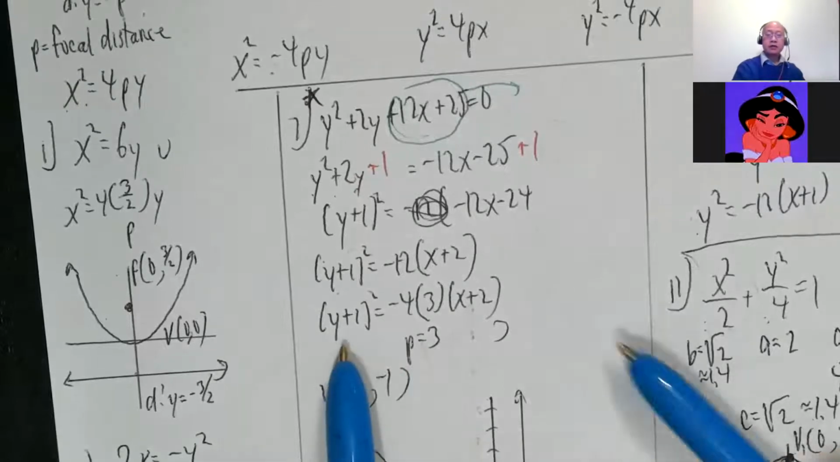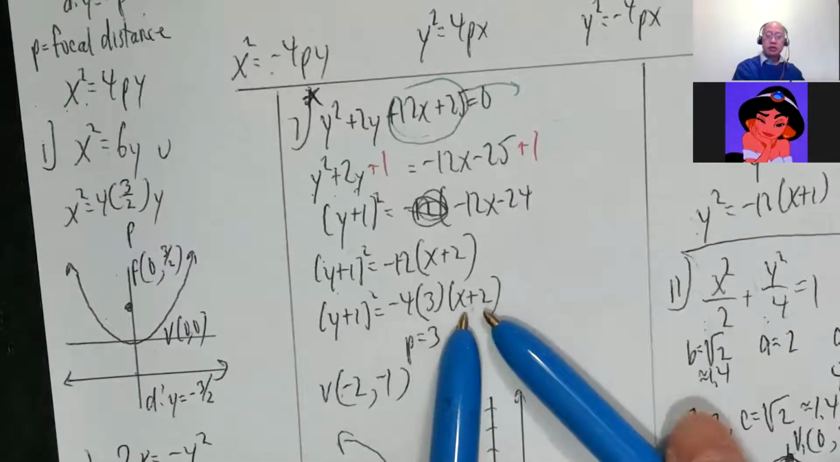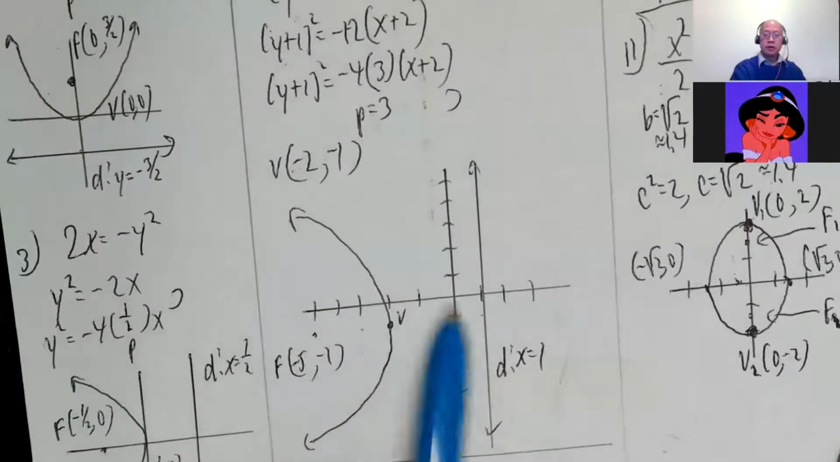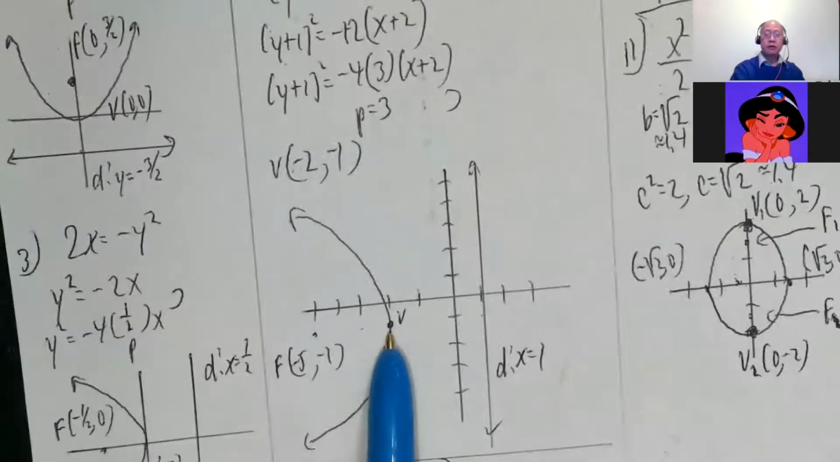All right, so what's my vertex? The translation is 2 to the left, 1 down. So the vertex is -2, -1.